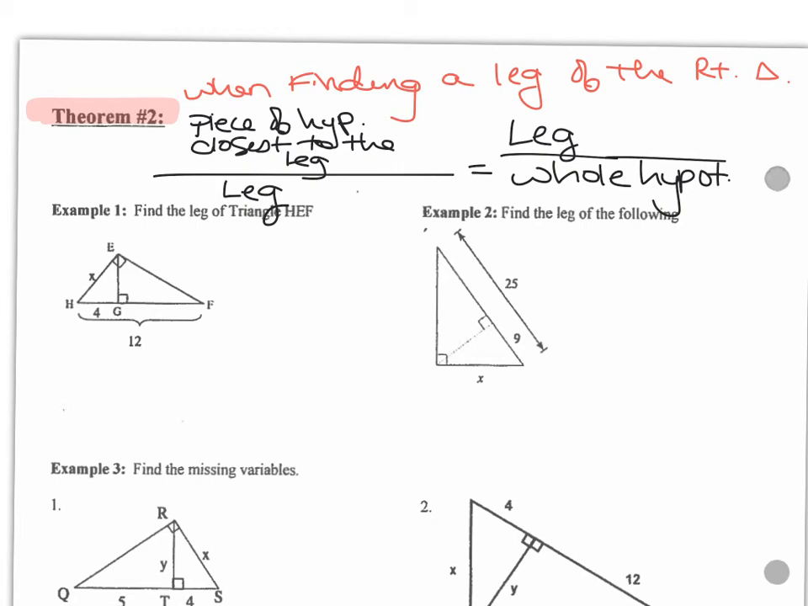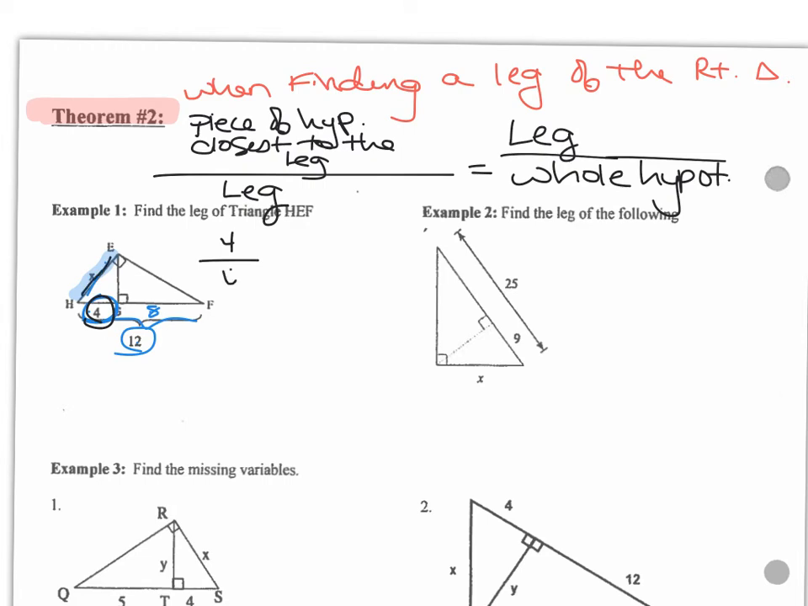So, if I look at this first example, it says find the leg. So I'm going to highlight my leg. Notice that's a leg. It's not the hypotenuse. That's one of the other sides. So I want to find the piece of the hypotenuse that's closest to the leg. 12 is the whole hypotenuse, 4 is the piece. This piece over here would be 8 because 4 plus 8 makes 12. Which piece of the hypotenuse is closest to that blue leg that I highlighted? Well, 4 is closest, so it's going to be 4 over the leg.